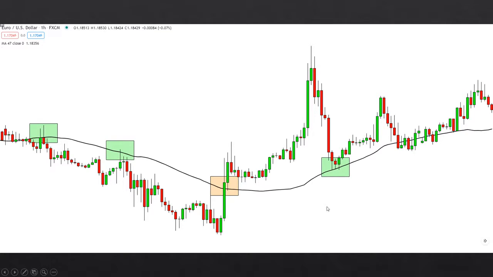This is a 47 period simple moving average, which is not exactly a popular period for an MA. In the green boxes, we can see how price respected the moving average as support or resistance. In the orange box, we can see price switching the moving average from resistance to support.